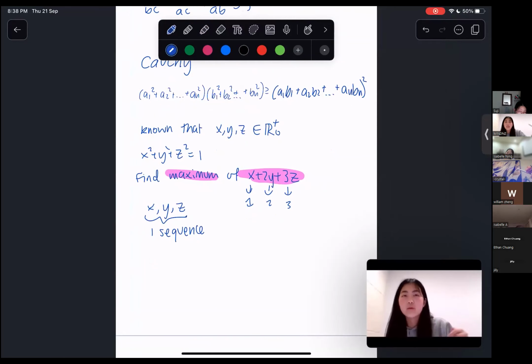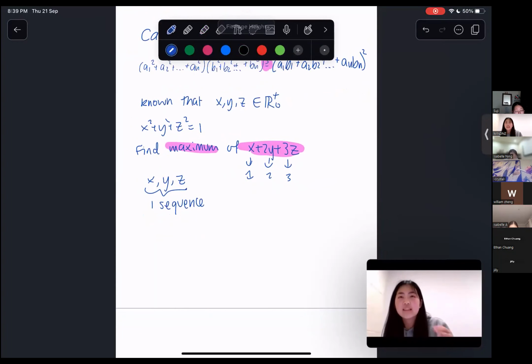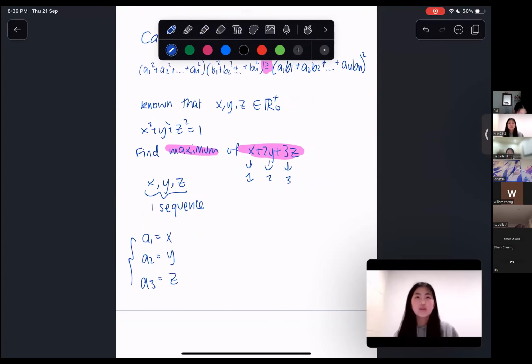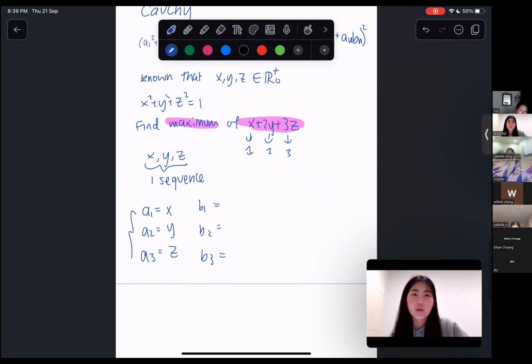So do we want our expression x plus 2y plus 3z to be on the left-hand side of the Cauchy inequality or the right-hand side of the Cauchy inequality? Yeah, okay, so I'm seeing people say the right-hand side, and that's correct, because the left-hand side is greater or equal to the right. So we want to construct our thing so that it's on the right-hand side. So let's say that our sequence A1 is this. Does anyone have any idea what B1, B2, or B3, the corresponding terms, could be to help us solve this problem?